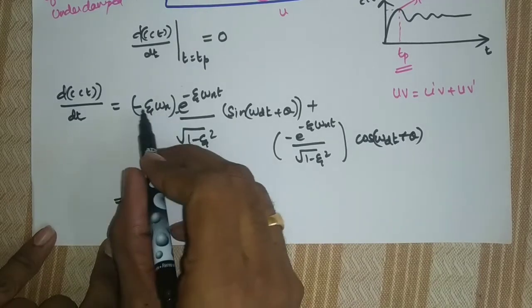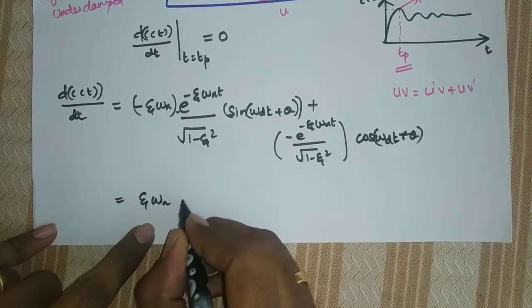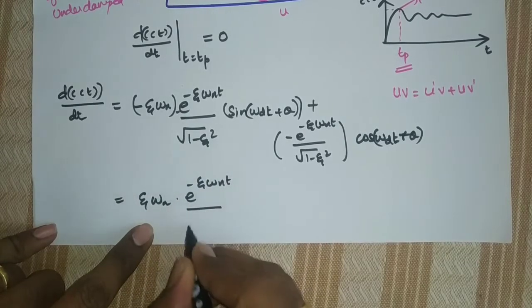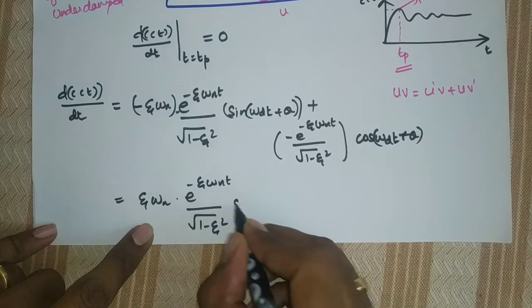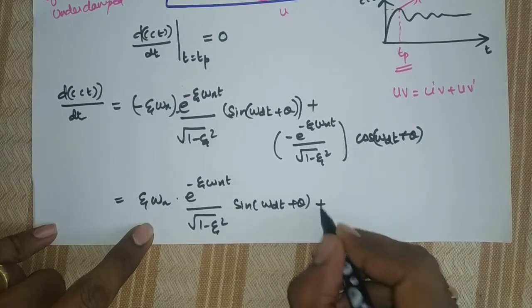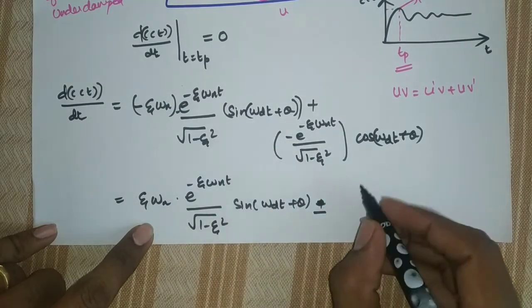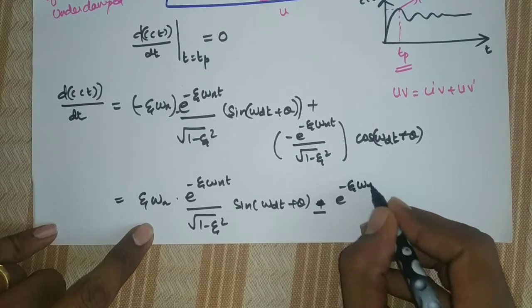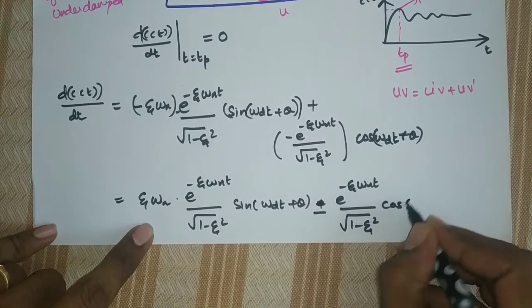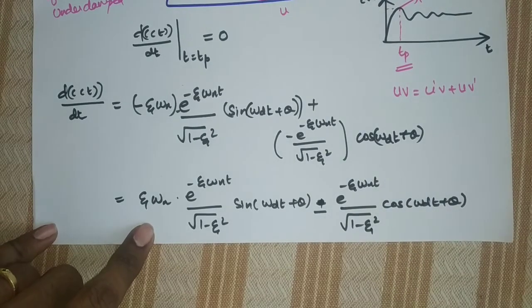So let's simplify the term, minus into minus plus. So we have eta omega n into e power minus eta omega n t divided by root of 1 minus eta square sine of omega dt plus theta, plus we have minus here, this minus will come here. So e power minus eta omega n t divided by root of 1 minus eta square cos omega dt plus theta.